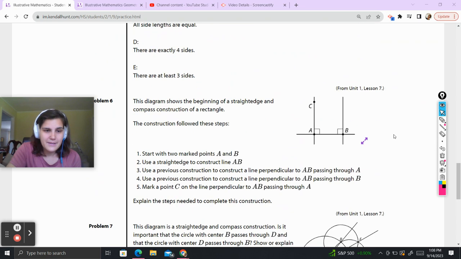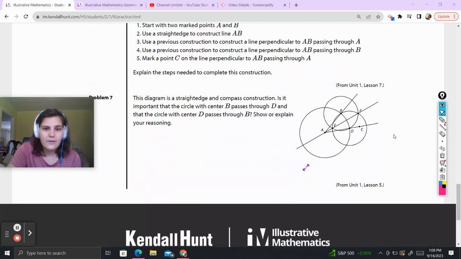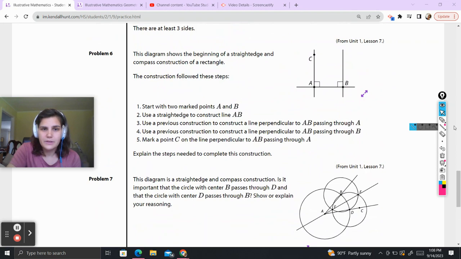Problem 6. The diagram shows the beginning of a straight edge and compass construction of a rectangle. The construction follows these steps. So we did A and B, we constructed AB, we used a previous construction to get a line perpendicular to AB passing through A, used a previous construction to construct a line perpendicular to AB passing through B, and marked a point C on the line perpendicular to AB passing through A.